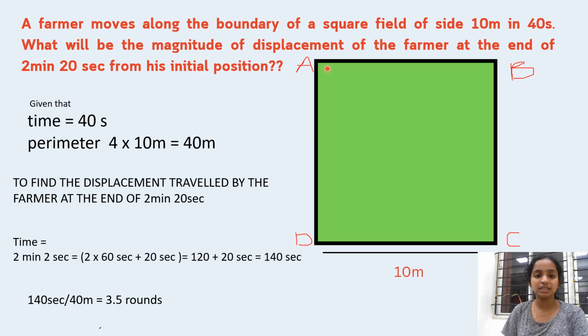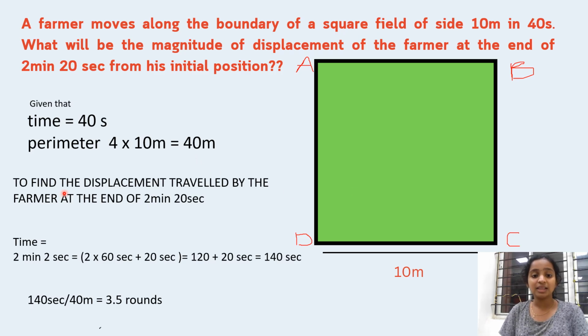So first, what is given? For us, it is given that the time is 40 seconds and the farmer travels along the boundary of the square in that 40 seconds. So along the boundary means, yes, it is perimeter. So perimeter of a square is 4 into the side. So 4 into 10 meter, that will give you 40 meter. So perimeter of the square is 40 meter. And the farmer travels the perimeter of the square, 40 meter, in 40 seconds. Hope it is clear.